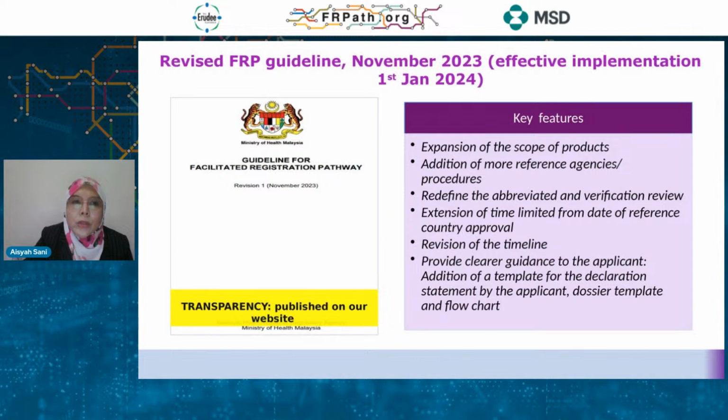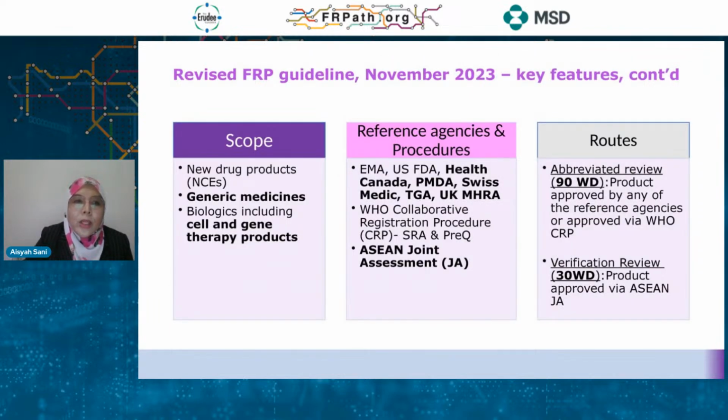So based on the implementation from 2019 until 2023, we further revised the guideline to include more features, expand the scope of products, and also add more reference agencies, as well as tools that may facilitate the reliance and risk-based approach. So from the revised guideline, we expanded the scope of the products to include generic medicine and cell and gene therapy products, apart from new chemical entities and biologics. We also added 5 more reference agencies, as in bold on the slide. And we also added the ASEAN joint assessment. And we also revised the timeline for abbreviated review and also verification review.